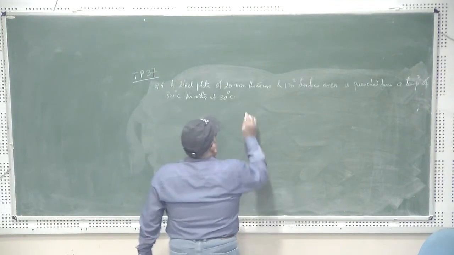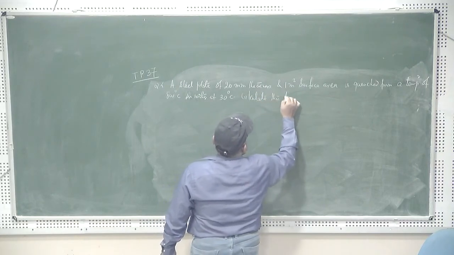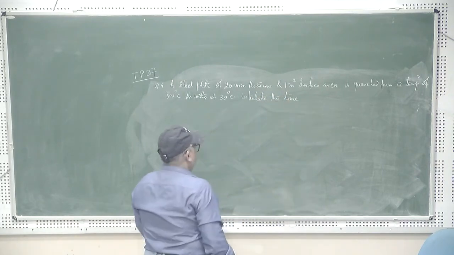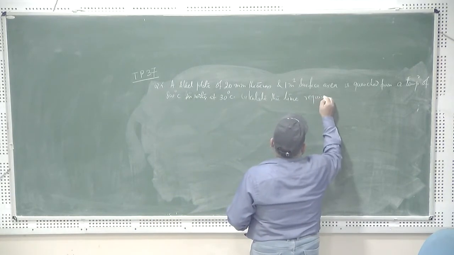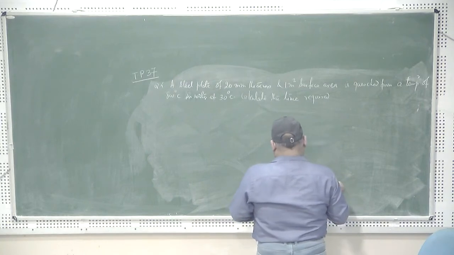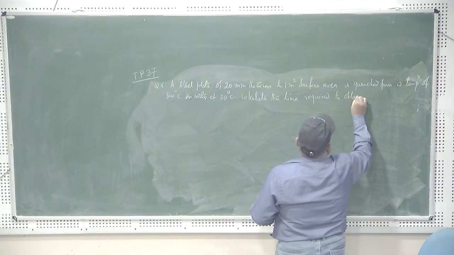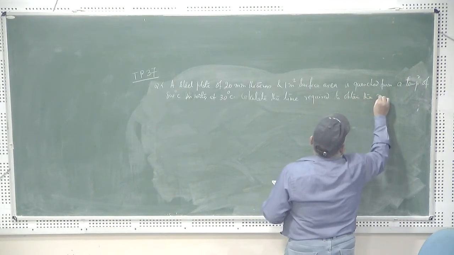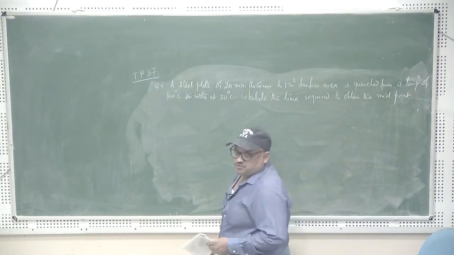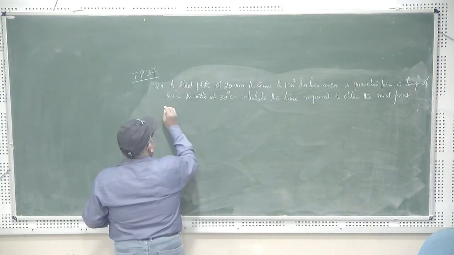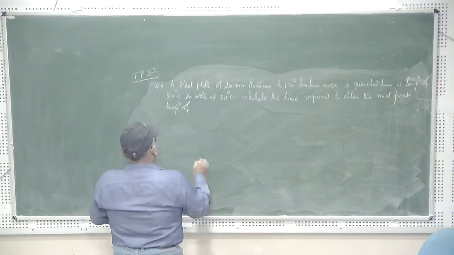Calculate the time required to obtain the midpoint temperature. It means the Heisler diagram is to be used to obtain the midpoint temperature of 400 degrees centigrade.